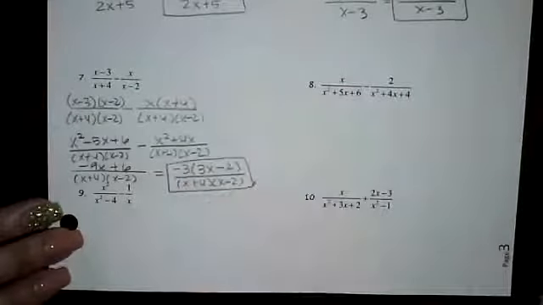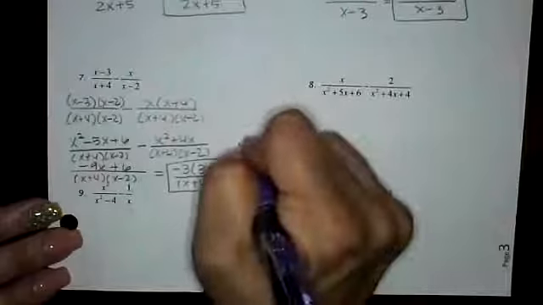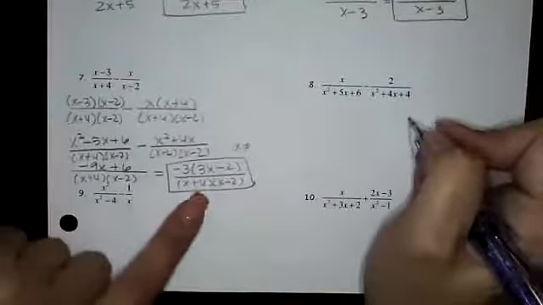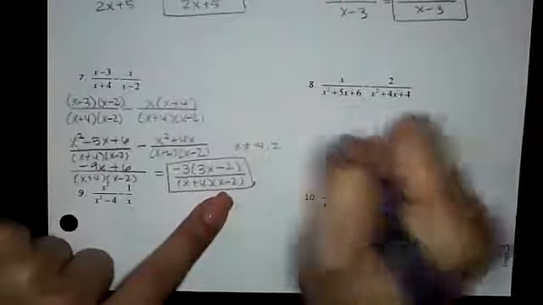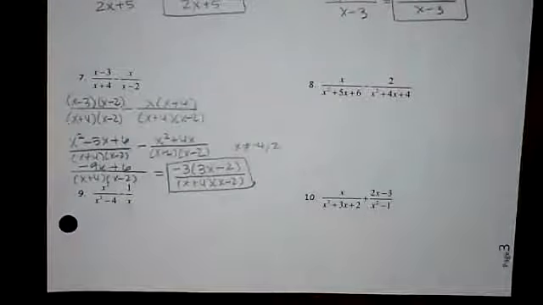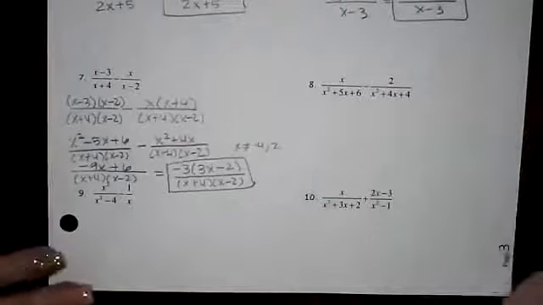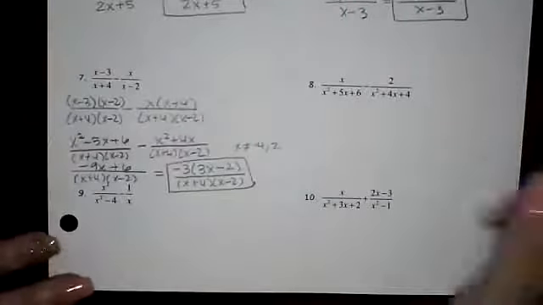I didn't write the restrictions there for you so that you can get used to writing them. So our restrictions there would be -4, because that would make this one 0, and +2. There's our restrictions. None of those cancel, so I've finished.